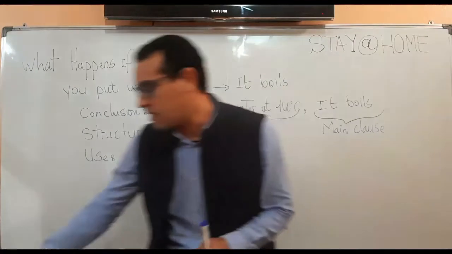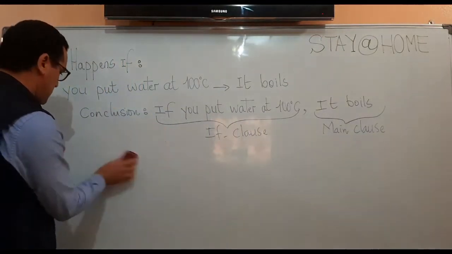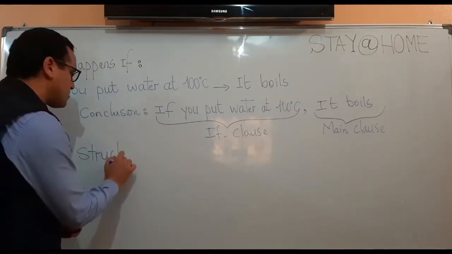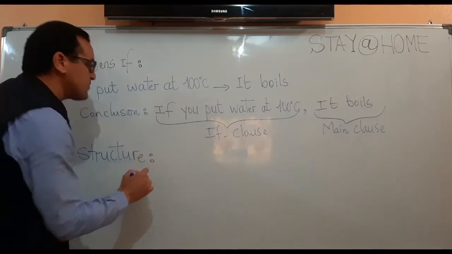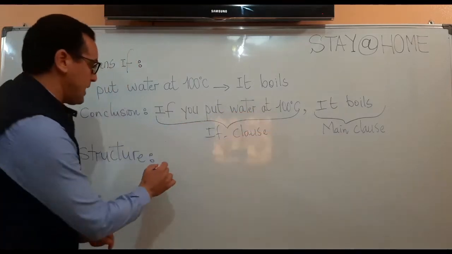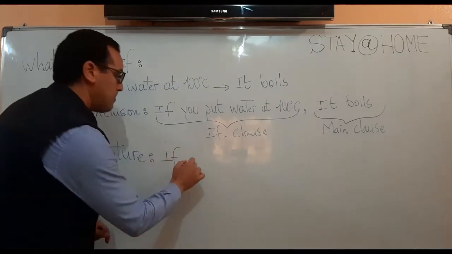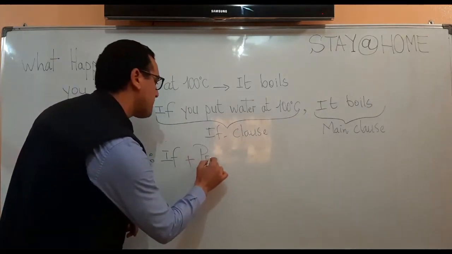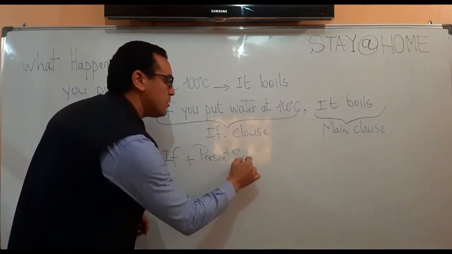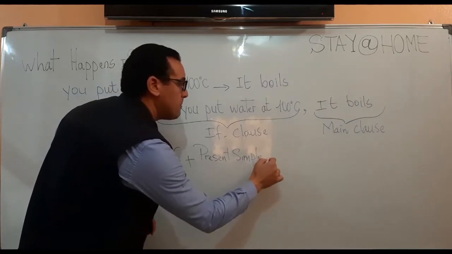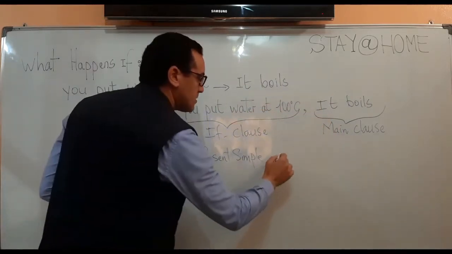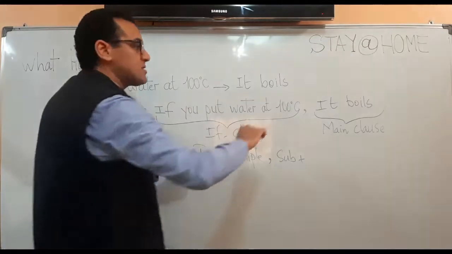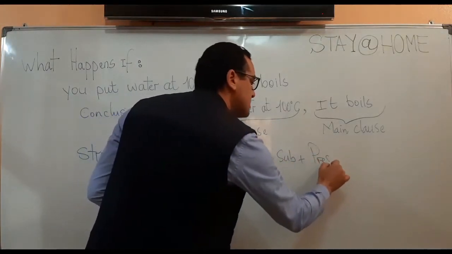Let's have a look at the structure of this statement. The grammatical structure of this statement is as follows. What do we have in the if clause? We have the word if plus which tense? If you put, it's the present simple. And then we have the main clause. In the main clause there is subject plus the verb boil in which tense? In the present simple as well. Plus present simple.